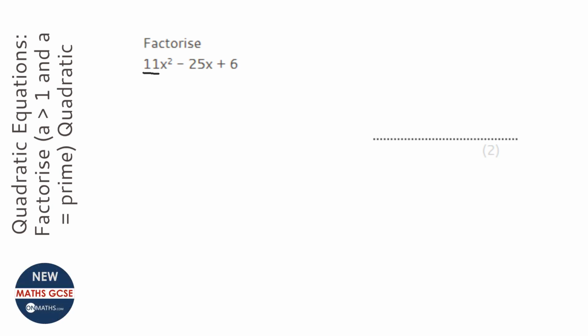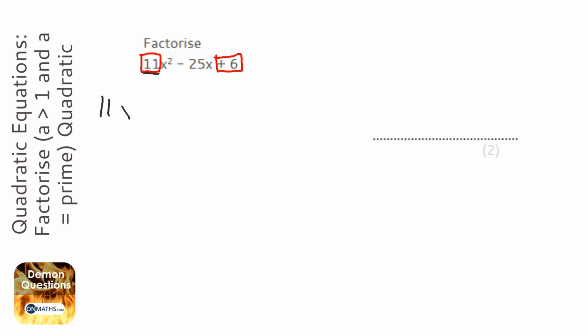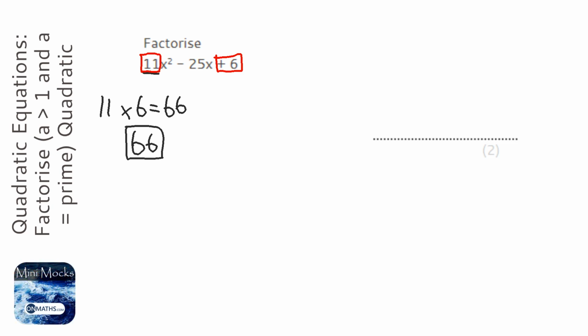So let's go ahead. You get the 11 here, so the coefficient of the x squared, and you get the number term, and simply multiply them together. And this becomes the number that you're trying to find the factor pairs of. Now we need two numbers that multiply together to make 66 and add together to make the coefficient of the x, which is minus 25.